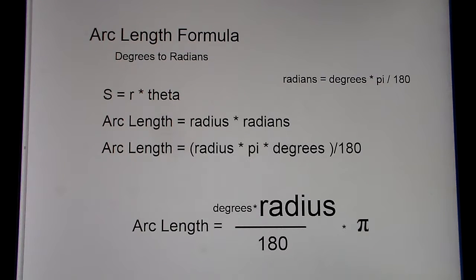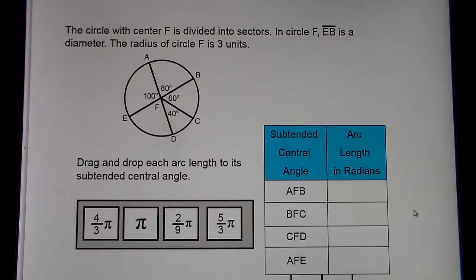Alright, so let's do a couple problems here. I'll walk you through it. This is what it looks like here on the PARCC exam, based on the practice test. The circle with center F is divided into sectors. In circle F, EB is a diameter. So they're saying AB is the diameter, which makes sense because 100 plus 80 is 180 degrees. And the radius of the circle is 3 units. So we're given the radius of 3, and we're given a whole bunch of degrees here. We're going to drag and drop each arc length in this little section here. So we're going to click it and drag it over.